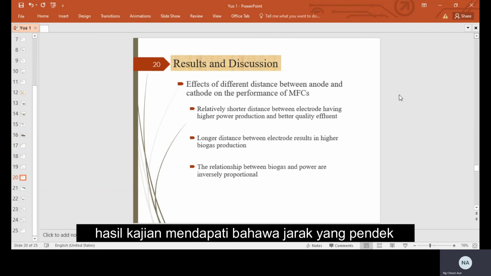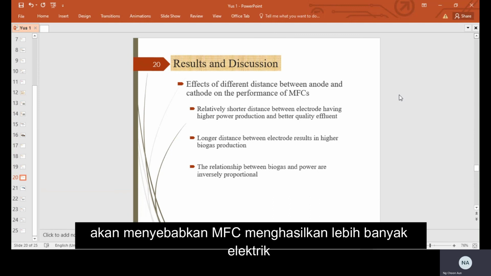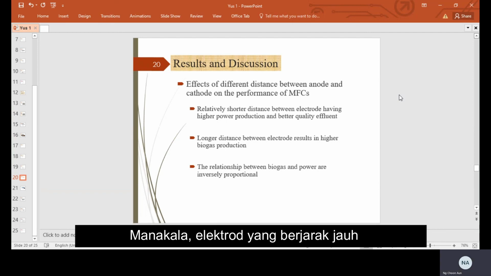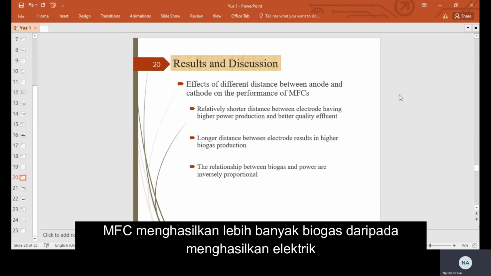It was found that shorter distance would cause MFC to produce more electricity. On the other hand, with longer distance of electrodes, MFC would produce more biogas than electricity.